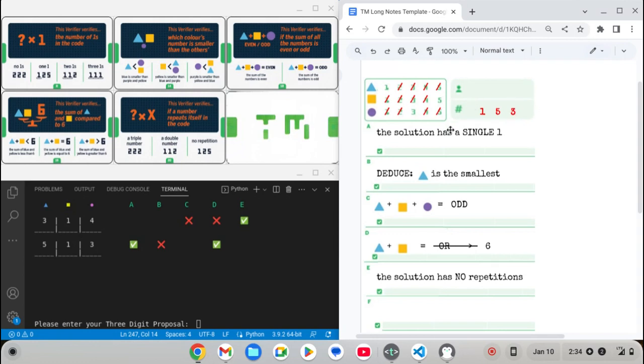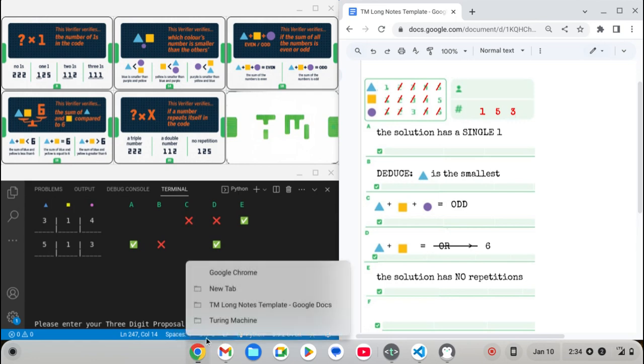Okay, so let's just review. Yes, we need a single 1. We have it. I'm deducing that triangle is the smallest. Square can't be. The sum is odd. It is. That's 9. The sum of the first 2 is 6. That's correct from criteria card D. We got a check mark. And there are no repetitions. Okay, well, that does look to be our solution.